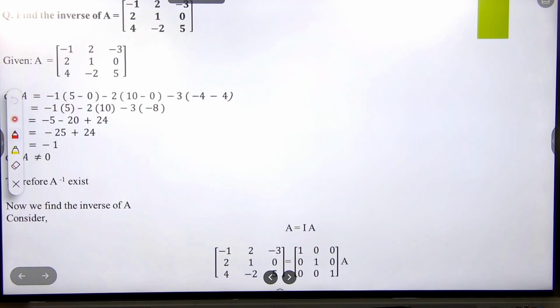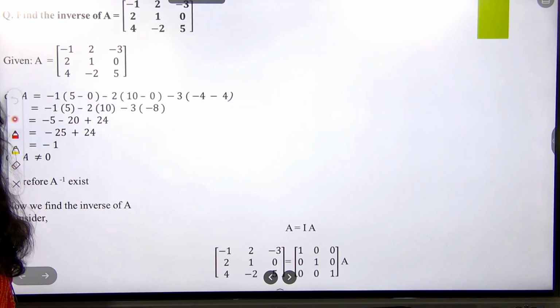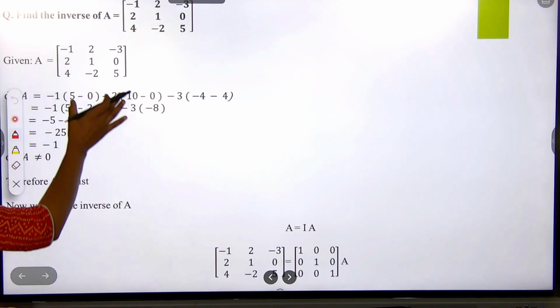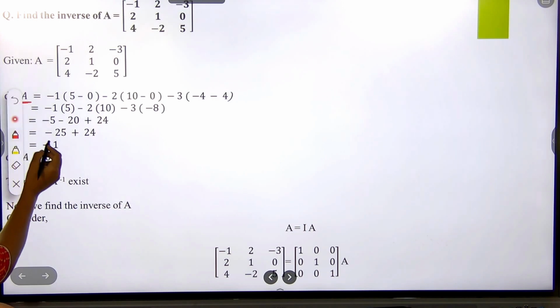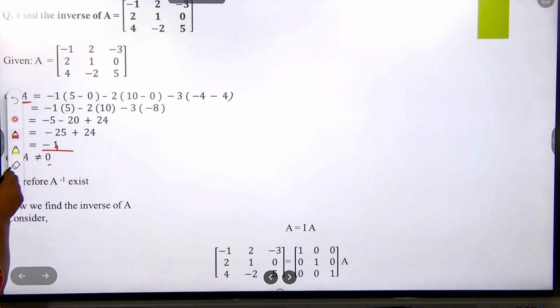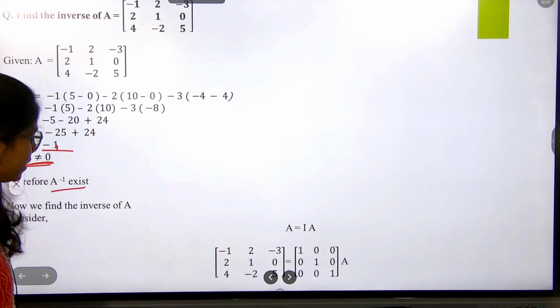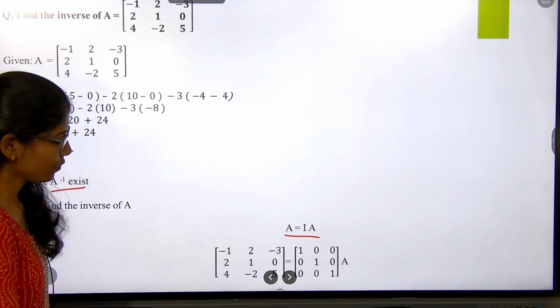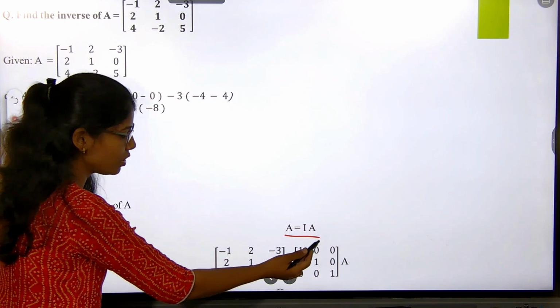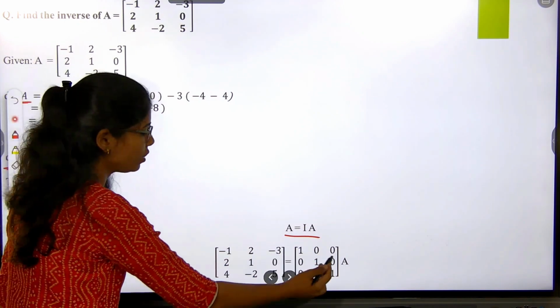Now second example, find the inverse of, again a 3 by 3 matrix is given. So first of all write down the given matrix, find out the determinant of the matrix. So the determinant is minus 1, therefore the determinant is not equal to 0, hence A inverse exists. Now we find out the inverse of the matrix. For that consider A equals to identity into A. Now this is your A matrix equal to the 3 by 3 identity matrix into A.